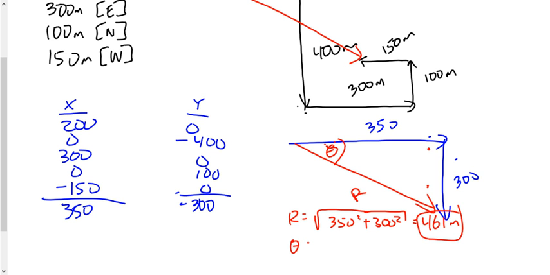And we're going to find theta. What side of the triangle is this? Hypotenuse, opposite, or adjacent? Adjacent, because it's the small side touching the angle. So we're going to say it's the inverse tan of opposite, 300, over adjacent, 350. Let's solve for that one.